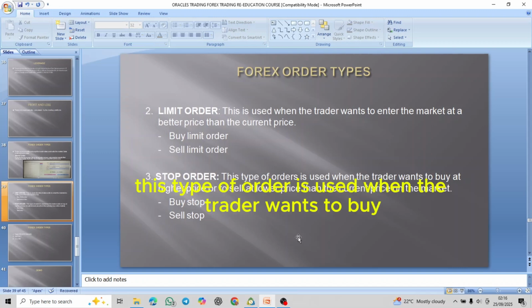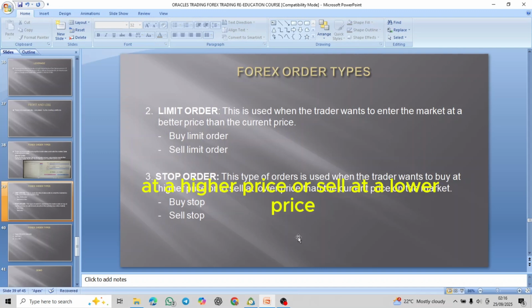Then we have the stop order. This type of order is used when the trader wants to buy at a higher price or sell at a lower price.